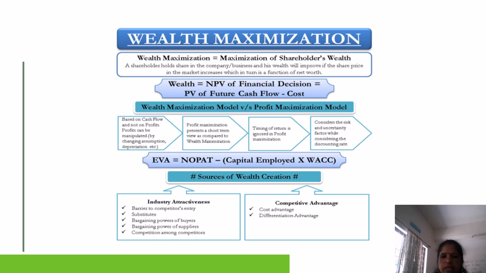The sources of wealth creation come under industry attractiveness and competitive advantage. Under the industry, it will be the competitors, substitutes, bargaining power of buyers, bargaining power of suppliers, and competition among competitors. Under competitive advantage, there is cost advantage and differentiation advantage.